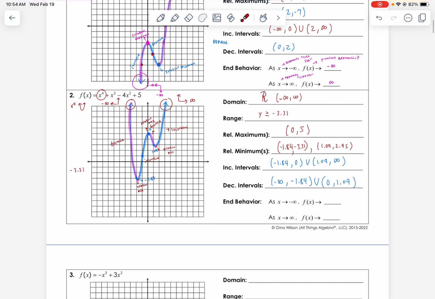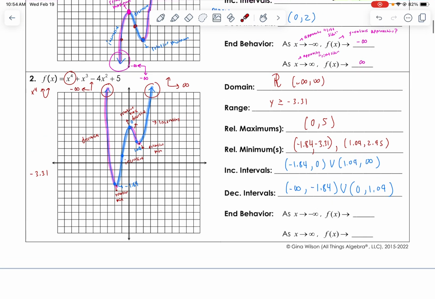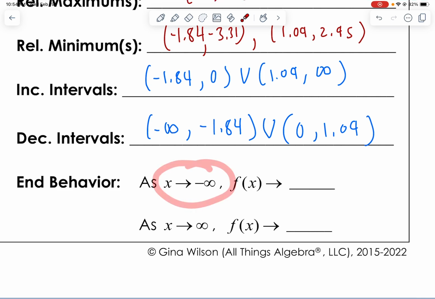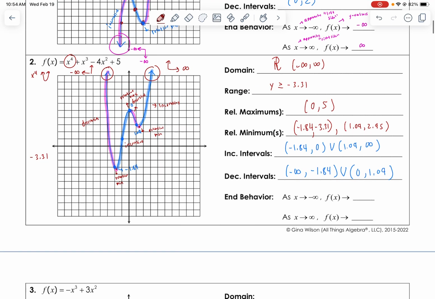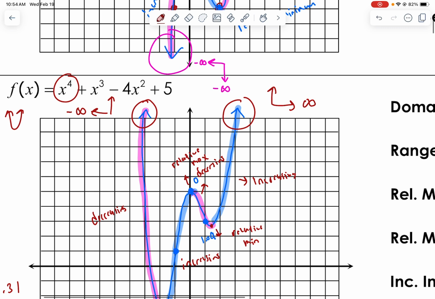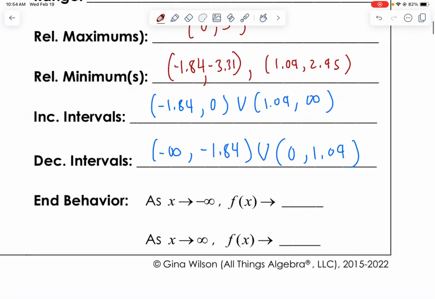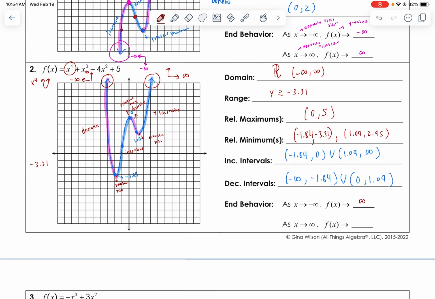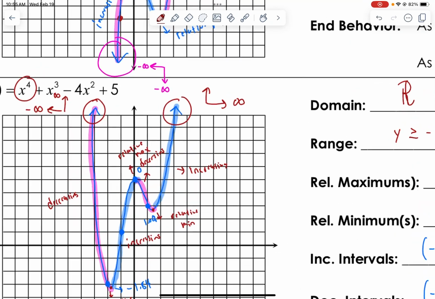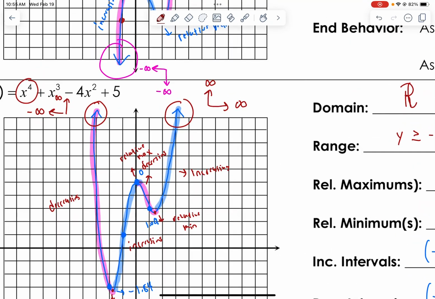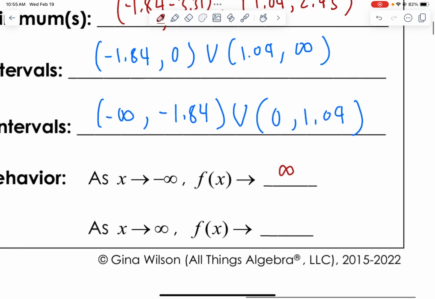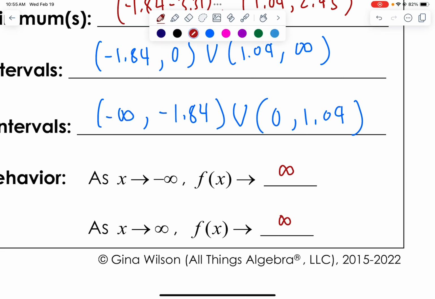Now let's talk about the end behavior. Once again, here, as x approaches the left-hand side, what are the y values approaching? So as you go to the left-hand side, our x values are approaching negative infinity, but the y values are actually going up towards positive infinity. So here we'll put positive infinity. Same for this last one. As x approaches the right-hand side, our x values are approaching infinity, and the y values are going up to positive infinity. So here, it'd be positive infinity.